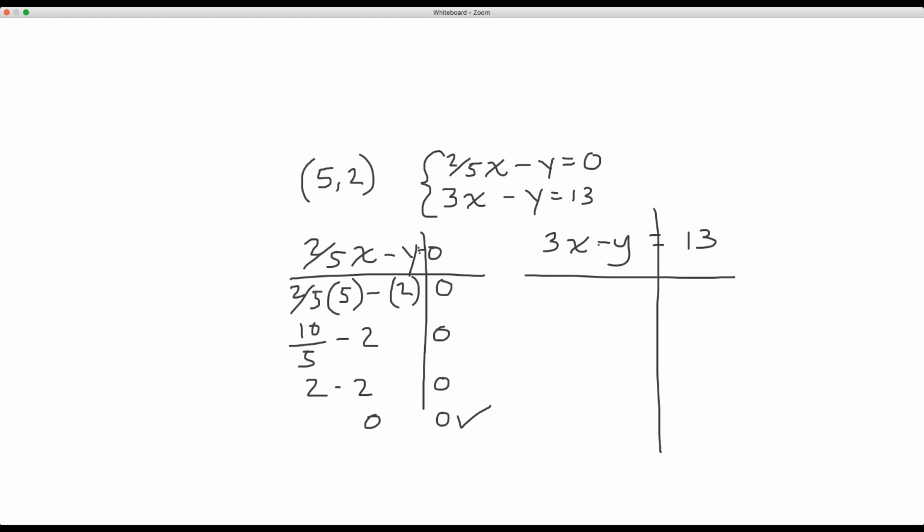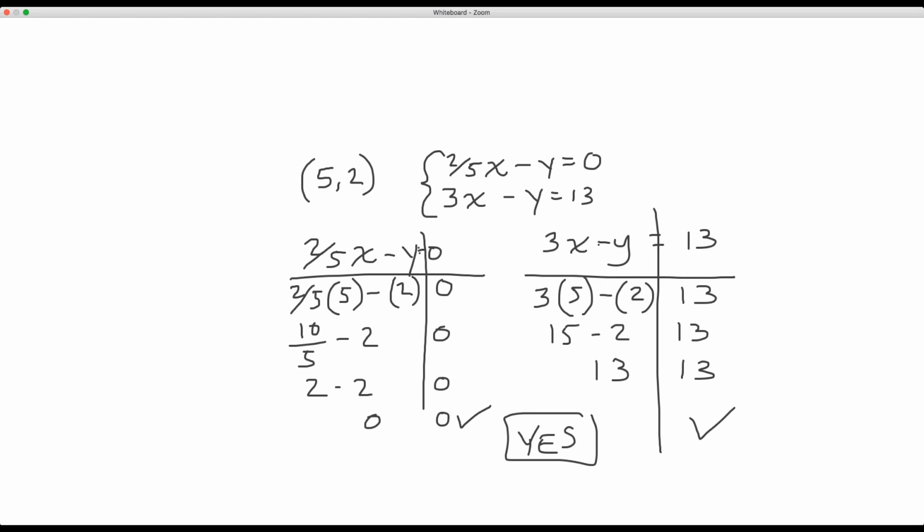All right, well, let's plug in our ordered pair. That means 3 times 5, because 5 is the x, minus 2 should get you 13. 3 times 5 is 15, minus 2, 13 equals 13. It worked. So since this ordered pair worked for both of the equations, then yes, (5, 2) is the solution of the given system.